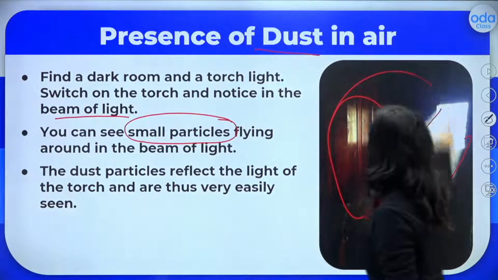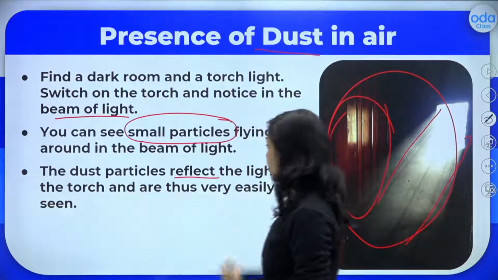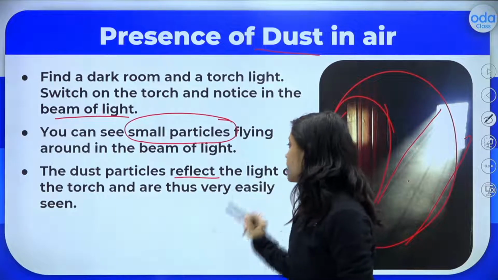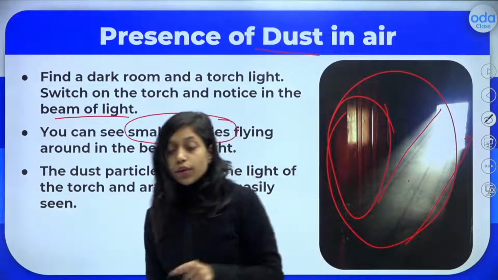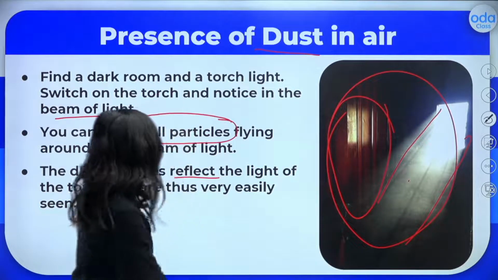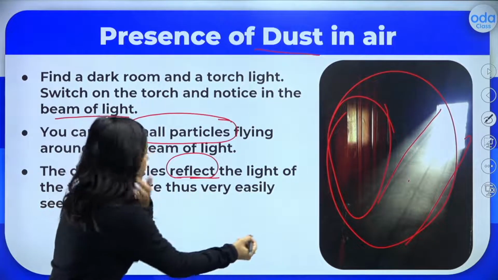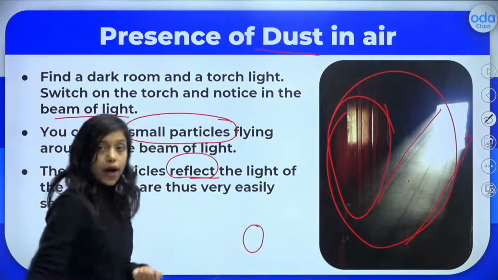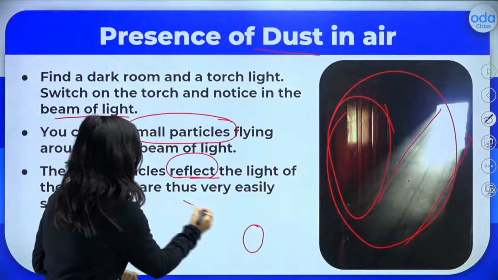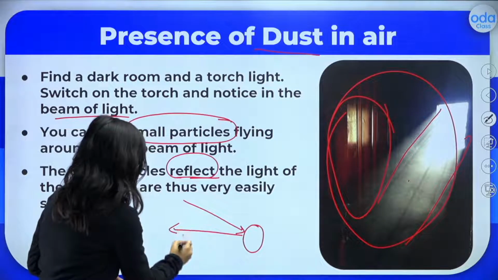But dust particles are present everywhere, right? So the dust particles reflect the light of the torch and are thus very easily seen. Why can you see the dust particles only in the beam of light? Because the dust particle will reflect. Just imagine this is a dust particle. When the light falls on this dust particle, it will just bounce back.